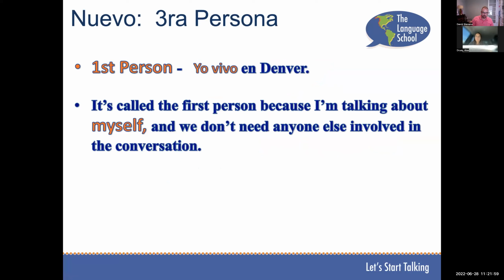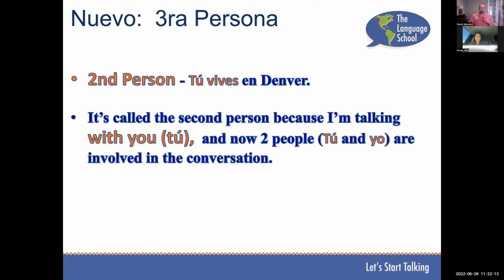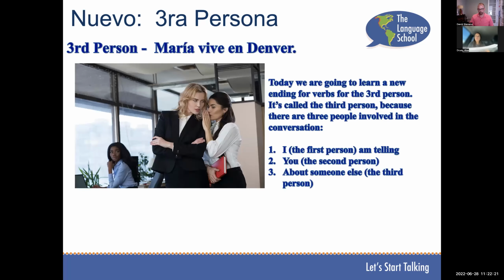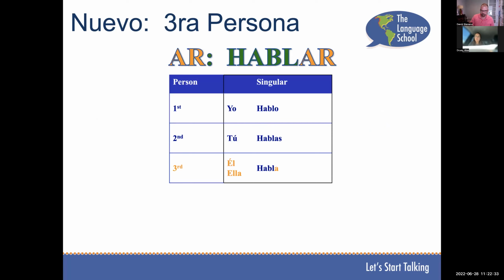So to jump right into it, Alex, the first person is when there's only one person really necessary in the conversation, right? Yo vivo en Denver. Here I'm talking about myself. I'm the only person involved. The second person is because I'm talking to you about you. We need to have two people in the conversation. Tú vives en Denver, you live in Denver, right? Today we're going to talk about the third person singular. It's the third person because I'm the first person talking to you, the second person, about a third person, right?